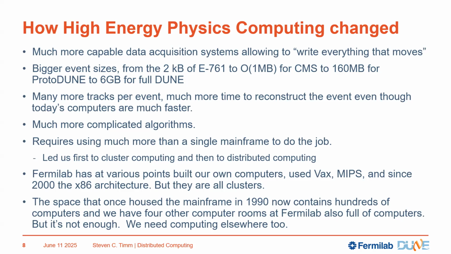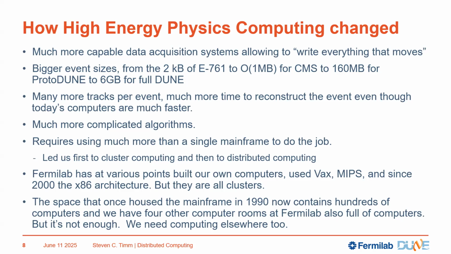But there are many, many more tracks per event, and much more time to reconstruct the event, even though our computers are much, much faster. And much more complicated algorithms to reconstruct it. I don't know if anybody has shown you an event display of what a liquid argon detector looks like already, but you have electrons, and they don't have just one track. They make all kinds of fuzz along the way, basically photons and whatever. So it requires much more than the single mainframe that Fermilab had to do the job.